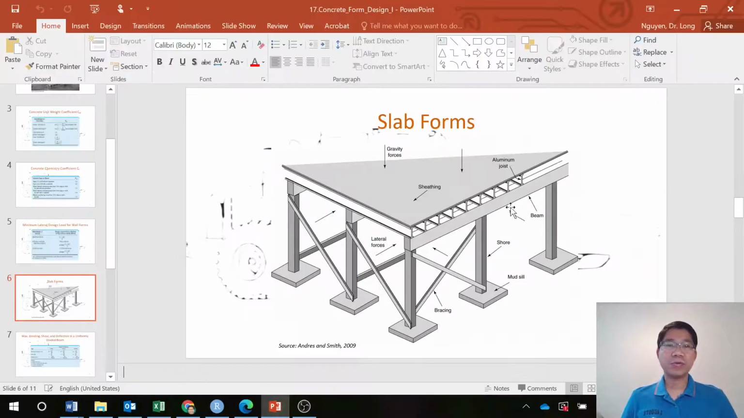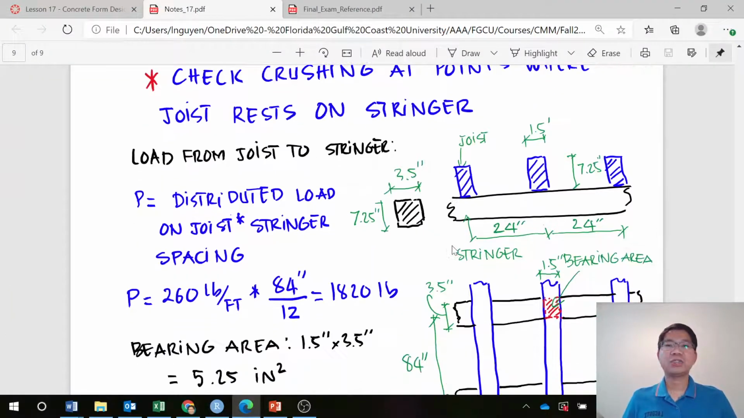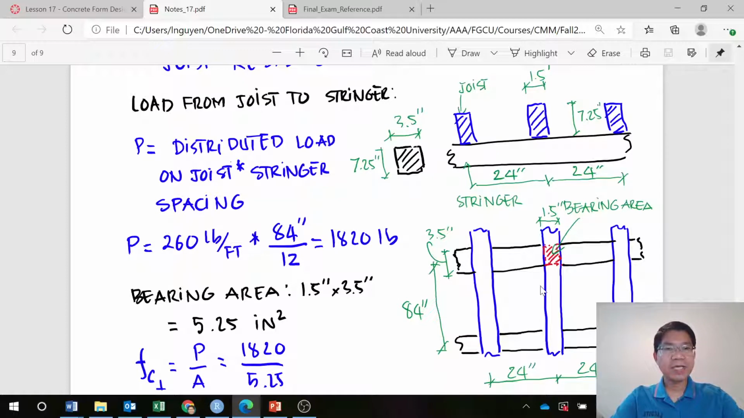So as you can see, the joint rests right on the stringer, and it may have local crushing in there. How can we check that? That is what I show you here. The black one stands for the stringer, and the blue stands for the joints. The first is the cross section, the second one is just the top view, and the crushing is the contact between the joints and the stringer.